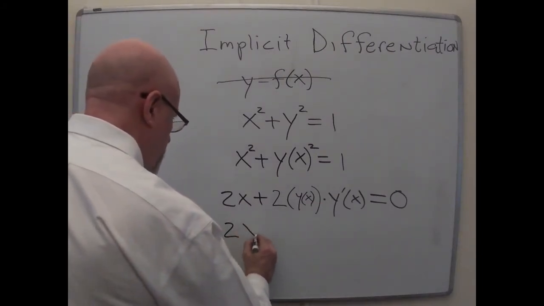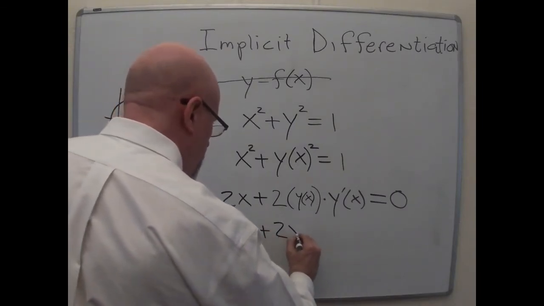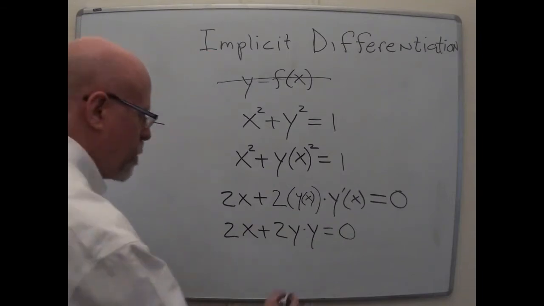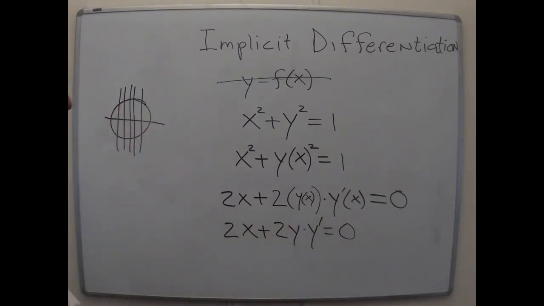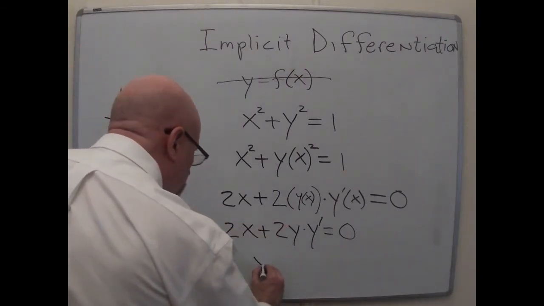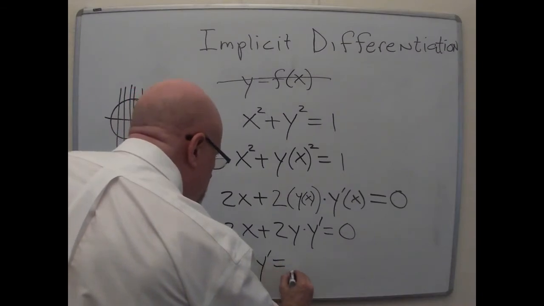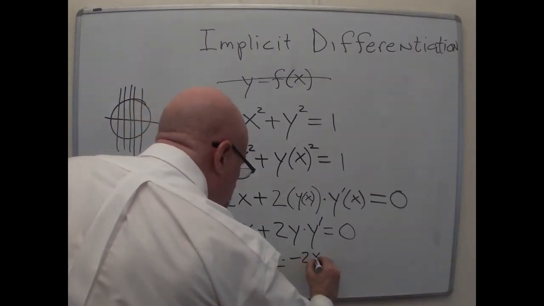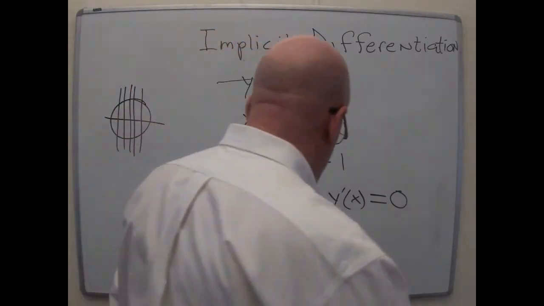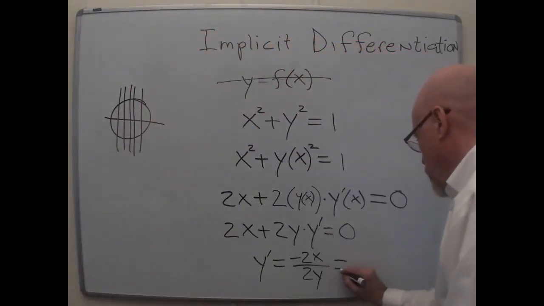So you write this as 2x plus 2y times y prime equals 0. Y prime, that is. So can you solve it for y prime? Yeah, it's not bad. You subtract 2x and then you divide by 2y. So you get y prime is negative 2x over 2y. And actually you can simplify it one more notch. It's negative x over y.